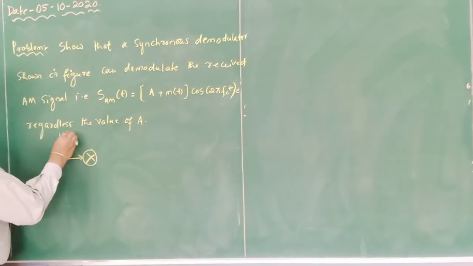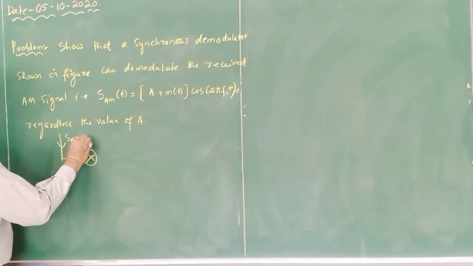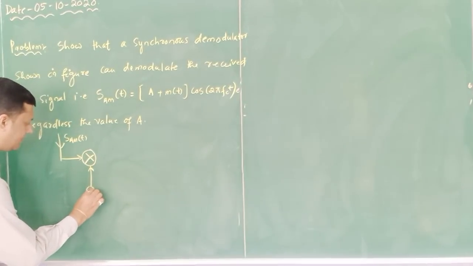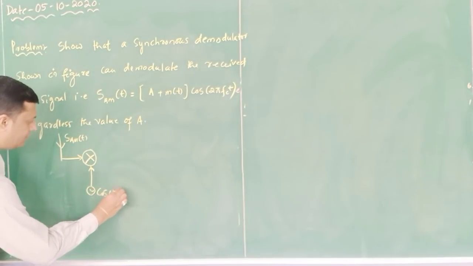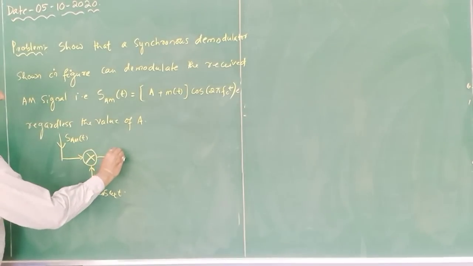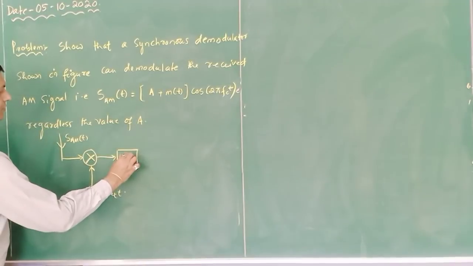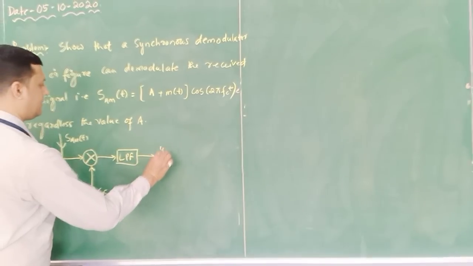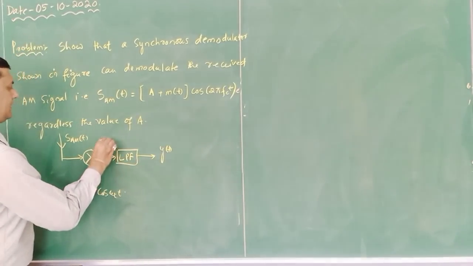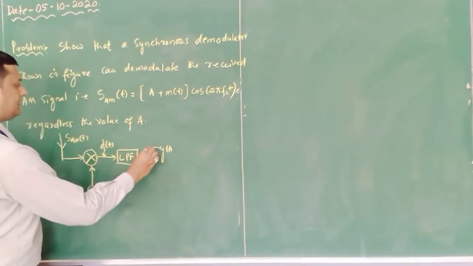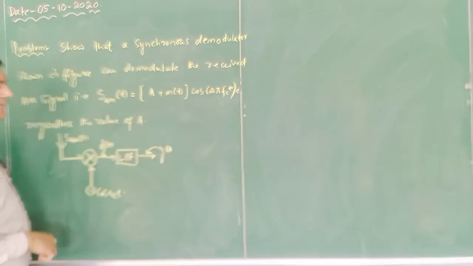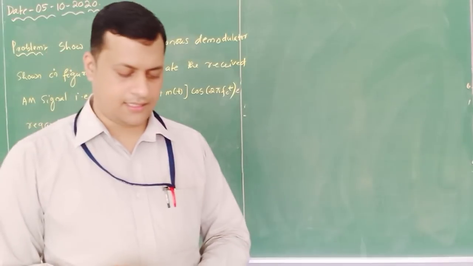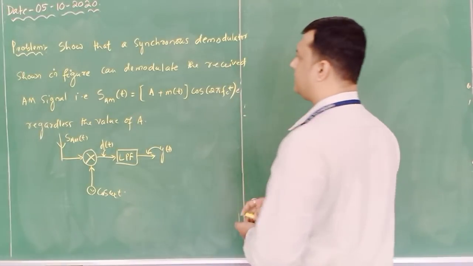we are receiving S suffix AM, we are providing the carrier cos omega ct, and the output passes through an LPF, and you have to decide what is y of t and what is d of t. D of t is this, y of t is this. So this is the given figure, and you have to determine what is d of t and what is y of t. Simple.